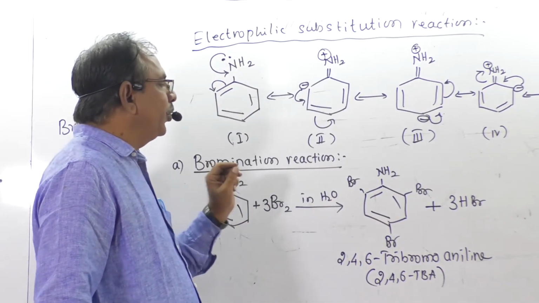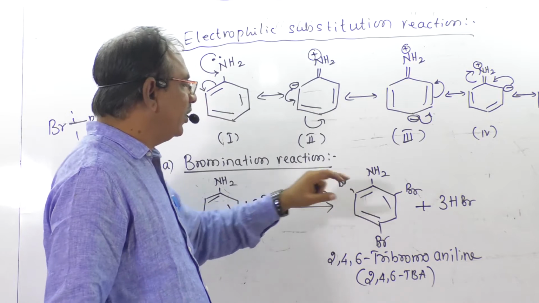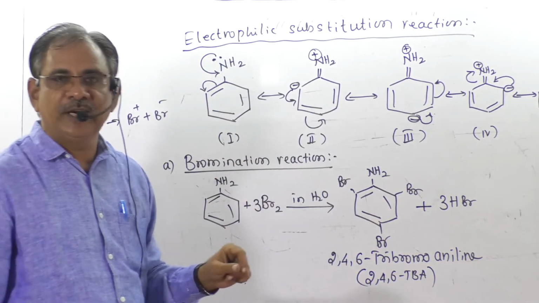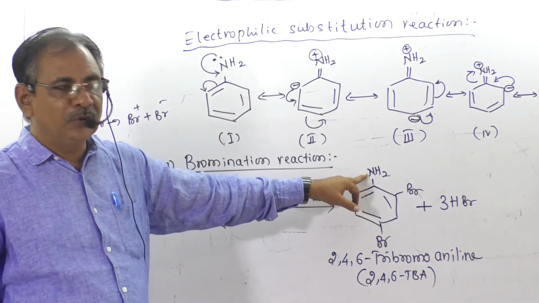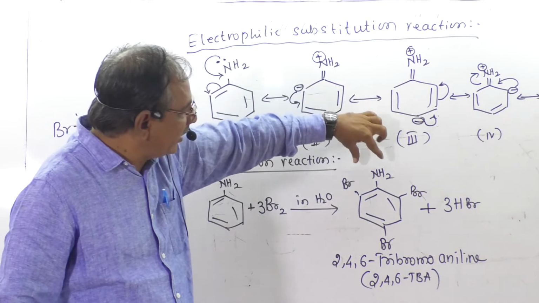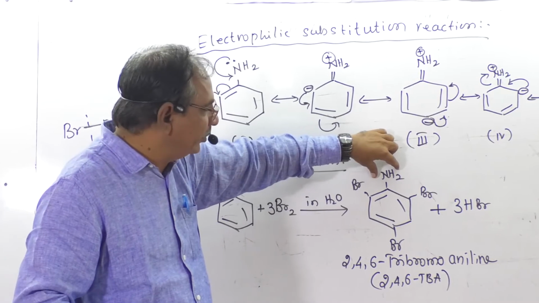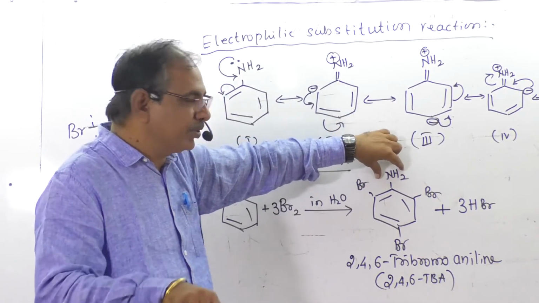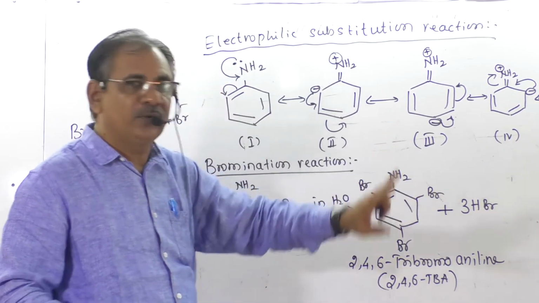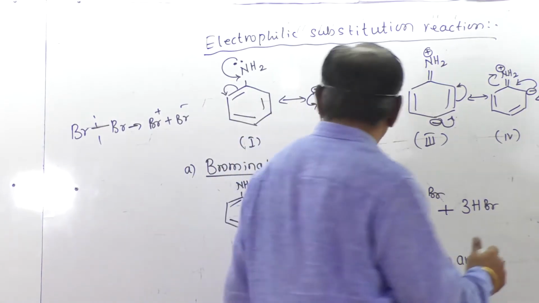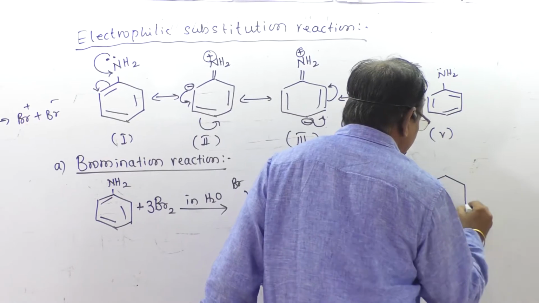To reduce the activity of the NH2 group, or to prepare the mono-substituted product instead of the tri-substituted product, first the activity of the NH2 group is reduced, because the NH2 group is highly active. If you reduce its activity, then instead of forming the tri-substituted product, you may prepare only the mono-substituted product. Then again, another reaction, bromination.